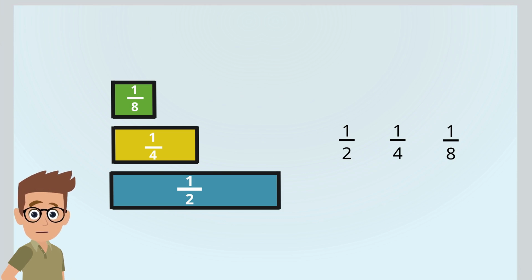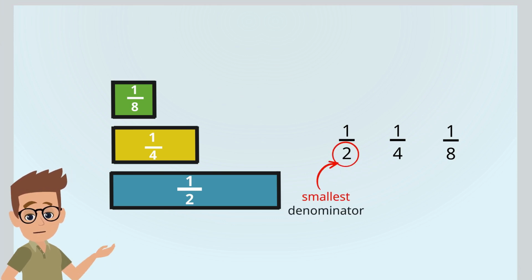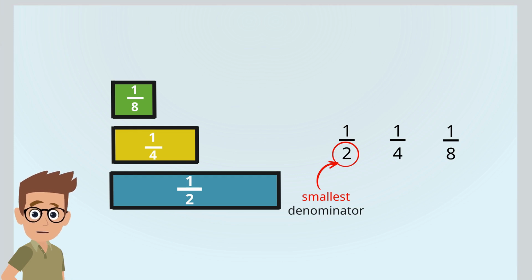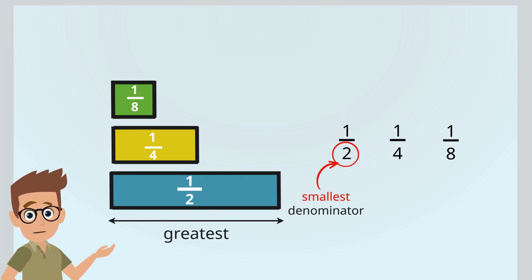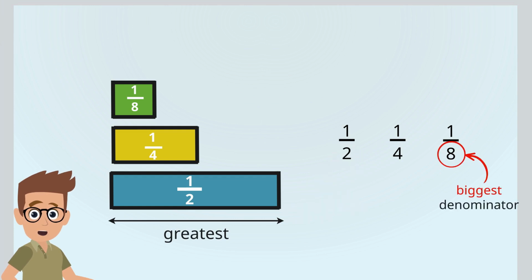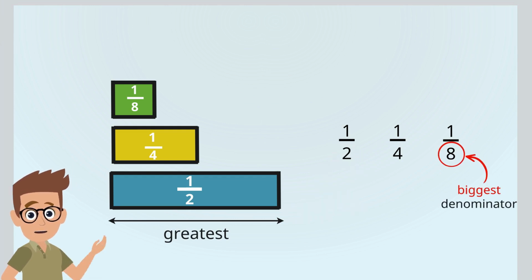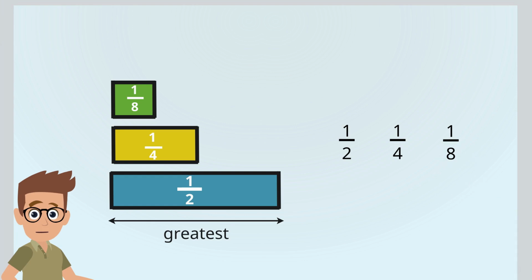1/2 has the smallest denominator. This means the whole is divided into the least number of parts, so it is the greatest fraction. 1/8 has the biggest denominator. This means the whole is divided into the most number of parts, so it is the smallest fraction.